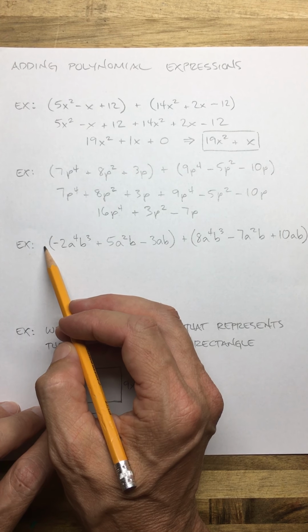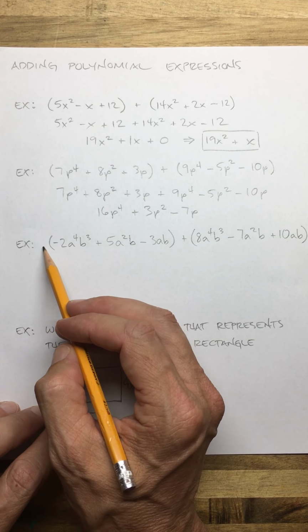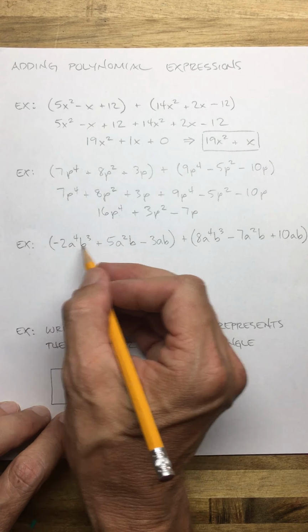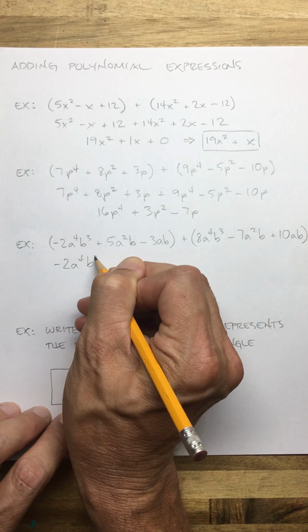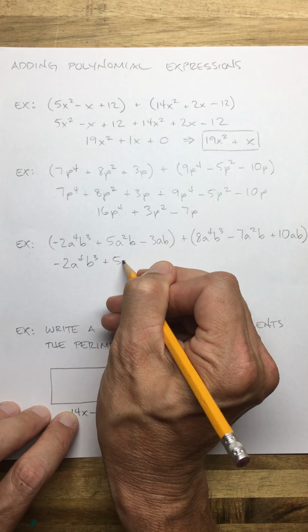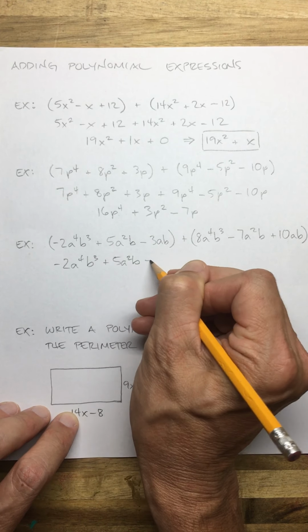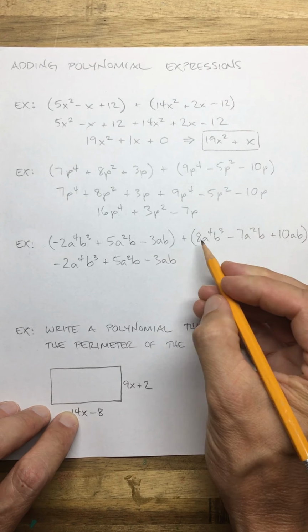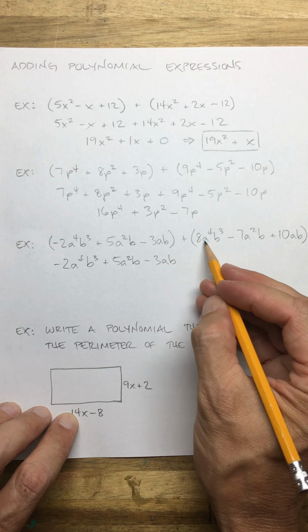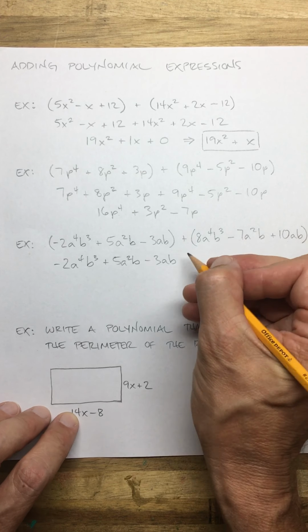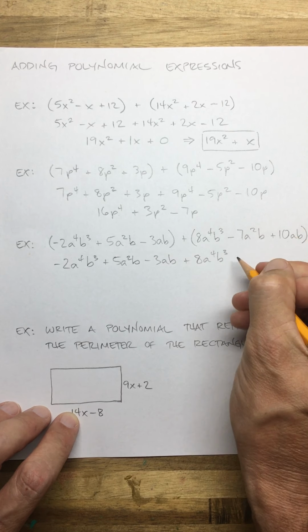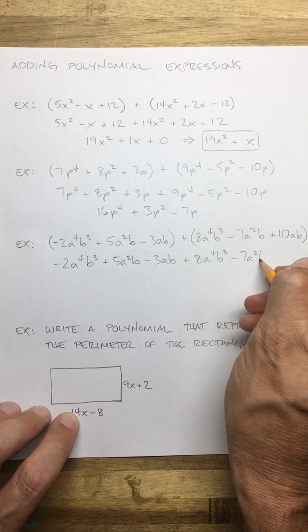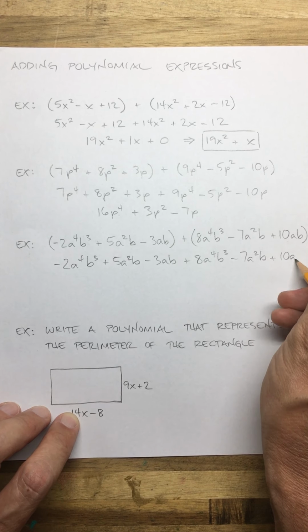There's a 1 there. I know you don't see it, but it's there. And we're going to multiply that 1 by everything in here, so you get the same thing that you have there. So minus 2a to the 4th b cubed plus 5a squared b minus 3ab. Okay, there's a 1 here, so positive 1 times all of that is still all of that. So plus 8a to the 4th b cubed minus 7a squared b plus 10ab.